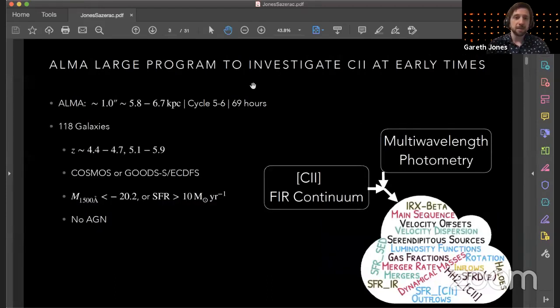You've already heard from Yoshi yesterday and Yana and Seiji today, but to reiterate, ALPINE is an ALMA large program looking at 118 star-forming main sequence galaxies between redshift 4 and 6, looking at [CII] and rest-frame far-infrared continuum emission. There's a whole bunch of science we can do since these are in the COSMOS and GOODS-South fields. But we're just going to focus on the kinematics of [CII] for now.